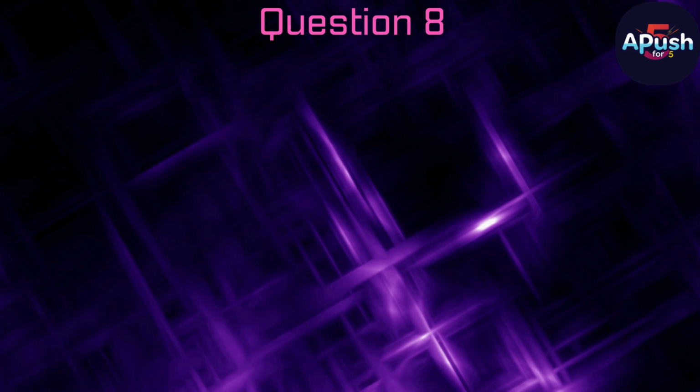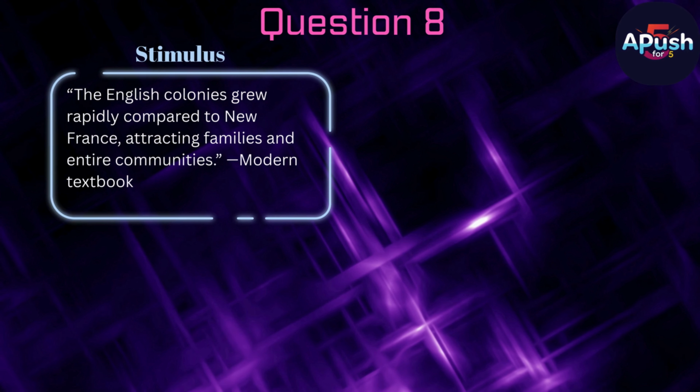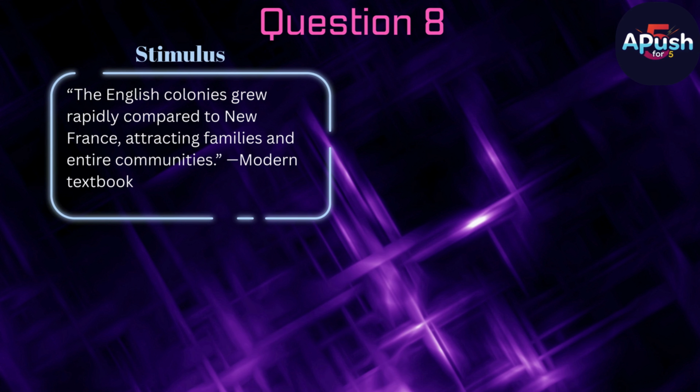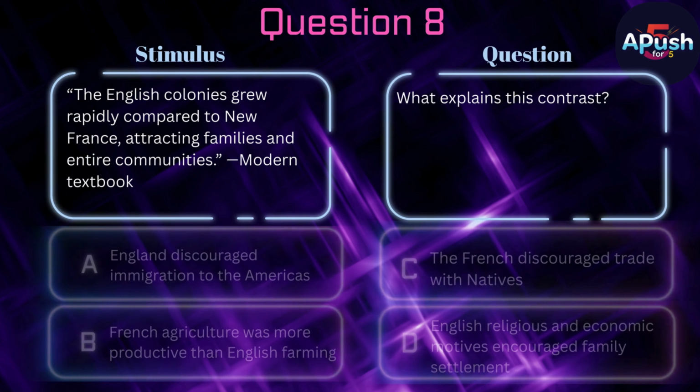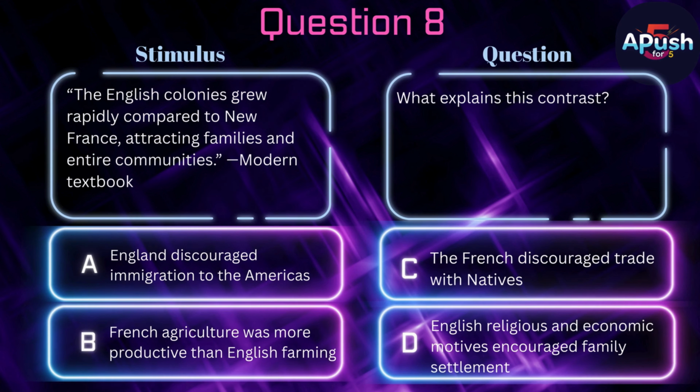Question 8. Stimulus. The English colonies grew rapidly compared to New France, attracting families and entire communities. Modern textbook. Question. What explains this contrast? A. England discouraged immigration to the Americas. B. French agriculture was more productive than English farming. C. The French discouraged trade with natives. D. English religious and economic motives encouraged family settlement.